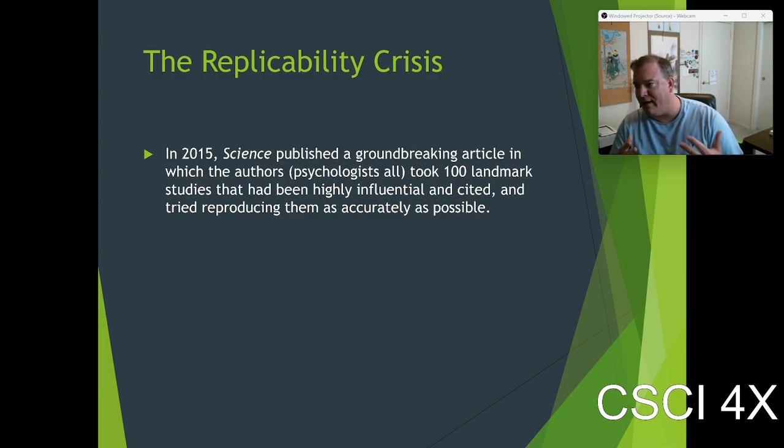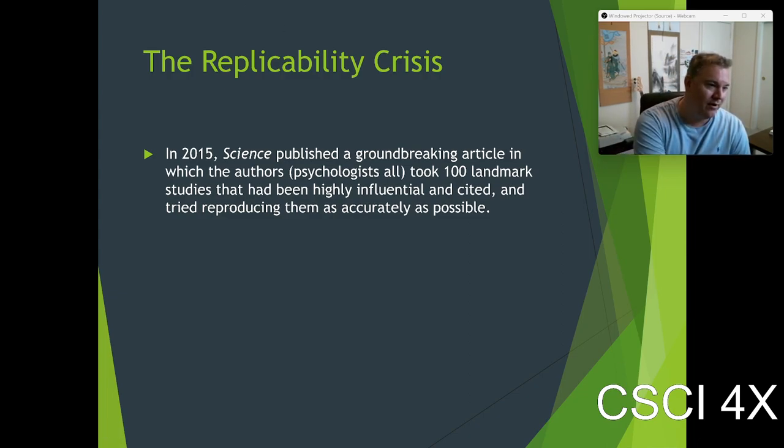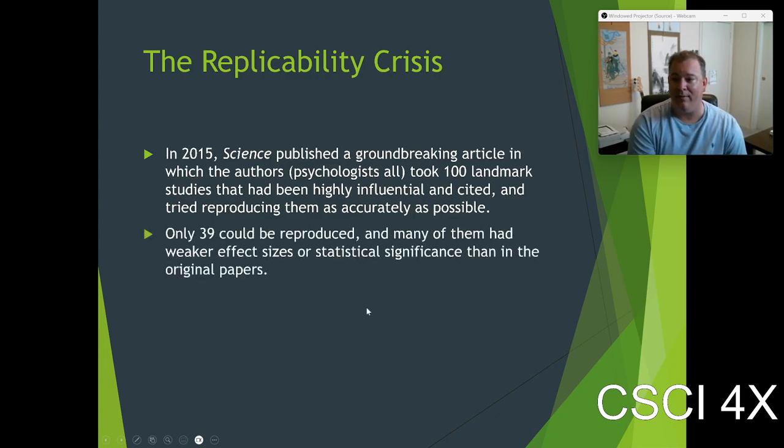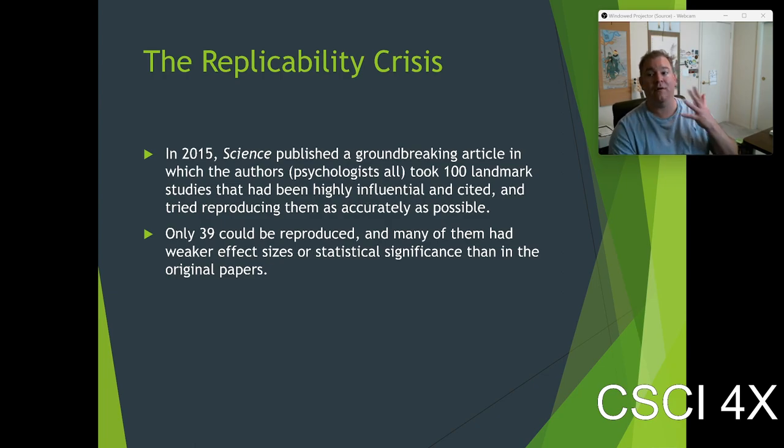So you might have to kind of work with it a little bit. But basically, they did their best to try to recreate as accurately as possible the 100 top papers in psychology. And what they found was only 39 of them were reproduced successfully. And many of the papers had weaker effect sizes. So the effect size is how strong the effect is, right?